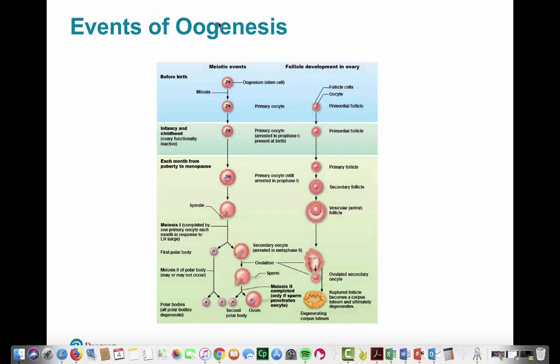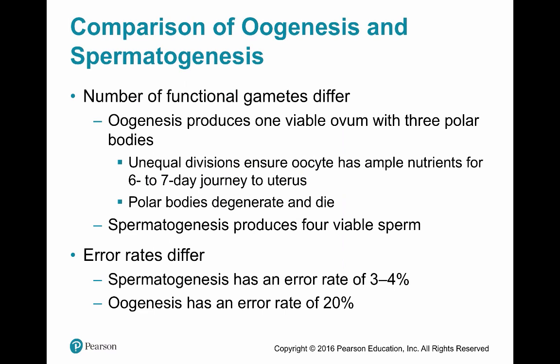Now let's compare oogenesis to spermatogenesis a little. The number of functional gametes differs. Oogenesis produces only one viable ovum. You saw 3 polar bodies. The polar bodies degenerate. They don't do anything. So females waste a lot of energy just to produce one egg, which is also the reason why women tend to be more selective when they go to copulate and when they go to actually have a child. The unequal division will ensure oocytes have ample nutrients for the 6 to 7 day journey to the uterus.